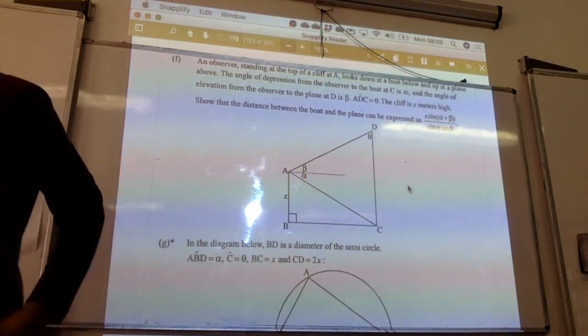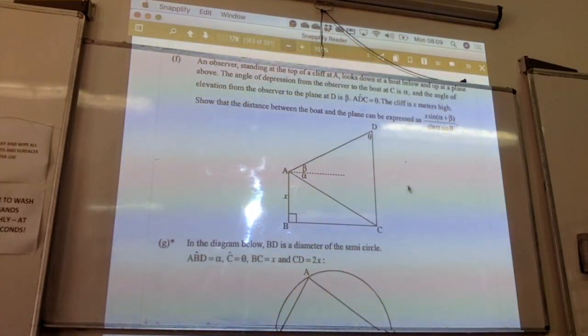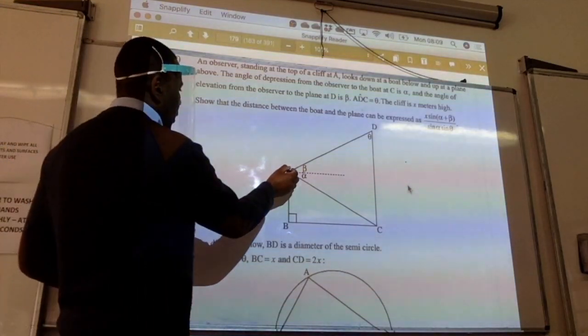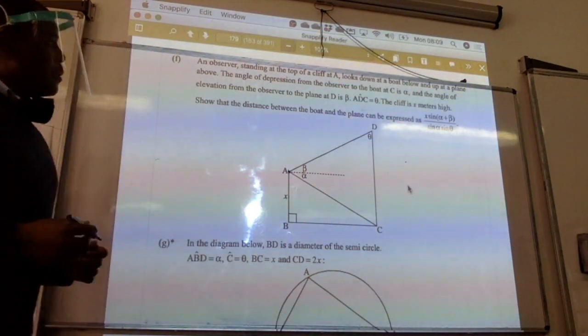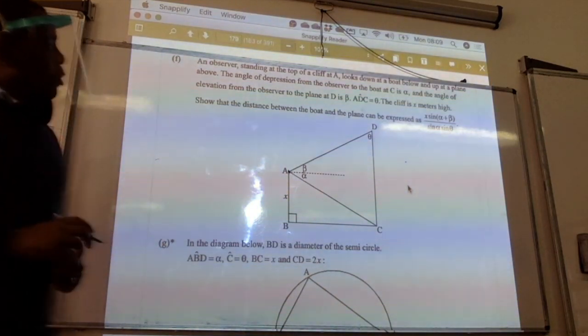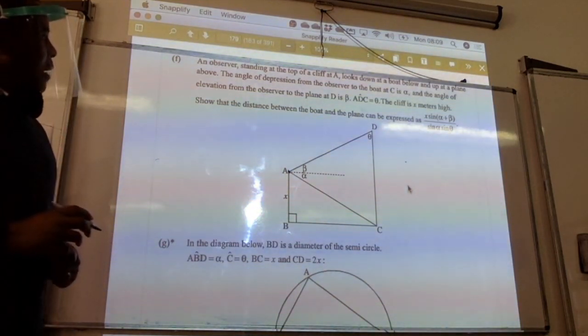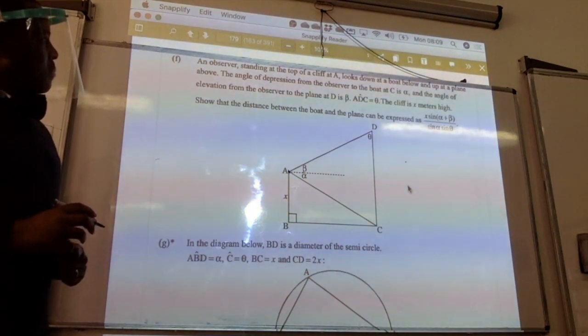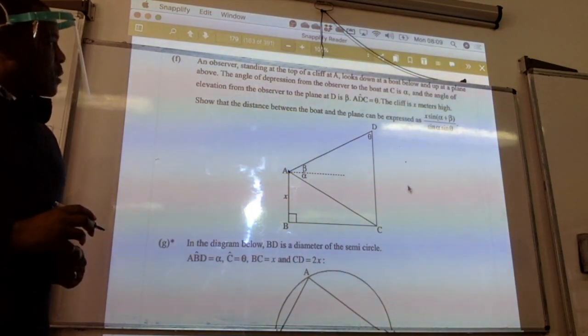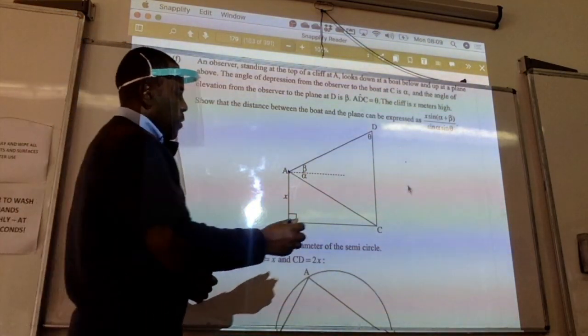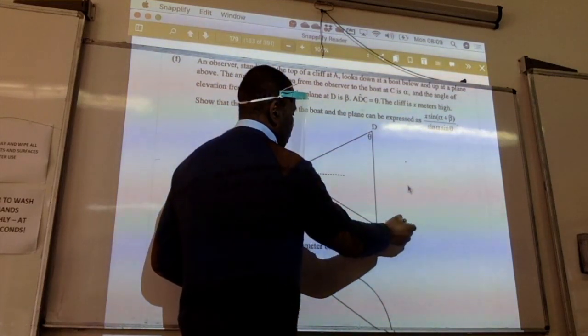There are real life problems that we need to solve using trigonometry. In this question, it says an observer standing at the top of a cliff at A, so this guy is standing here, and looks down at a boat below and up at a plane above. The angle of depression from the observer to the boat at C is equal to alpha. So I think this tells you that the boat is at C, right?